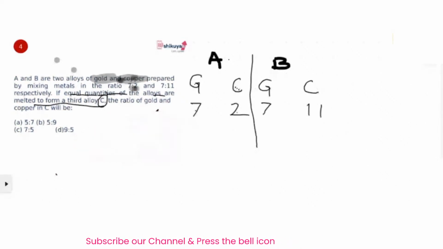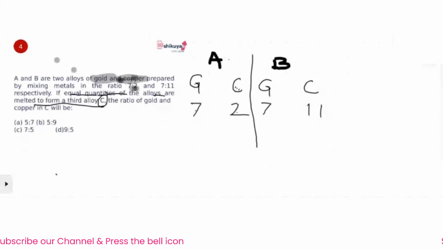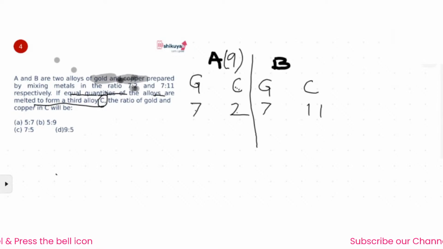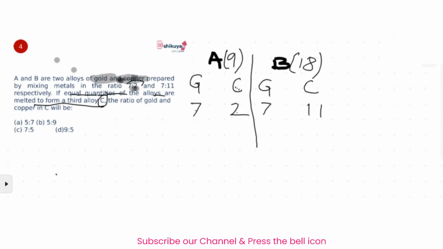Let me explain. First of all, as we do not know the quantities of A and B, I'm going to assume that I have 9 units of A, and I have used this 9 because the sum of 7 and 2 is 9. So I have added these ratios to find the quantity of A. So I have 9 units of A, and similarly 18 units of B, correct? In the first alloy, I have 7 units of gold and 2 units of copper. And in the second alloy B, I have 7 units of gold and 11 units of copper.